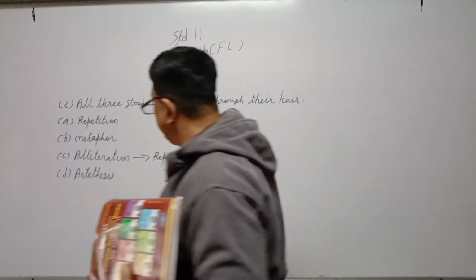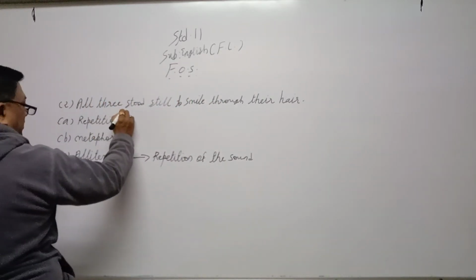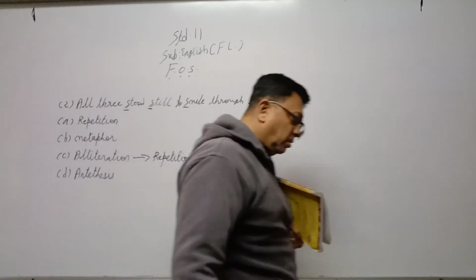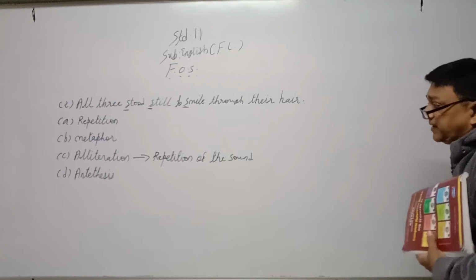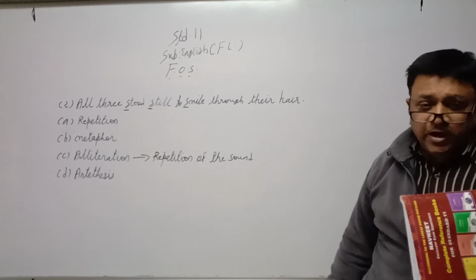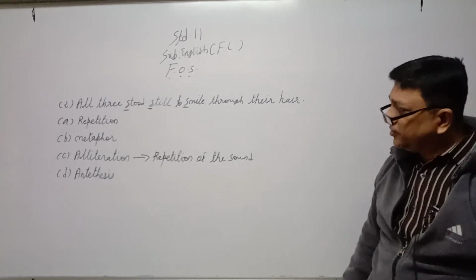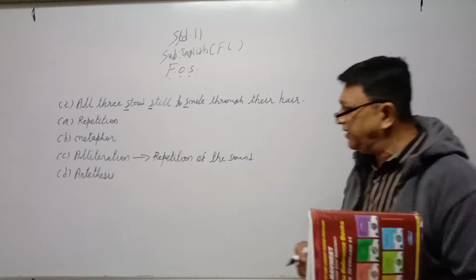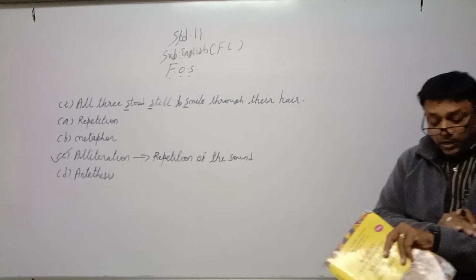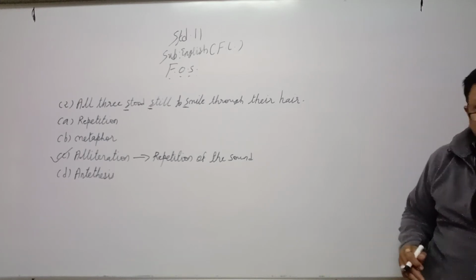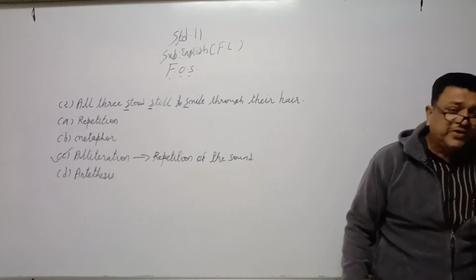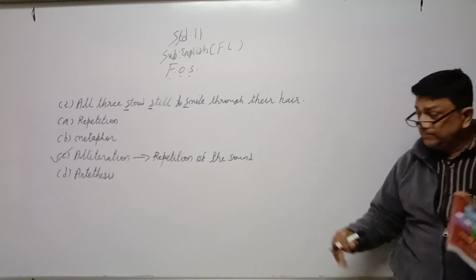Here the sound S, saw. Sound S is repeated. Here the sound S: saw, stood still, smile. Sound of S is repeated, so it is called alliteration. Alliteration is the right answer. What means alliteration? Alliteration means repetition of the sound.